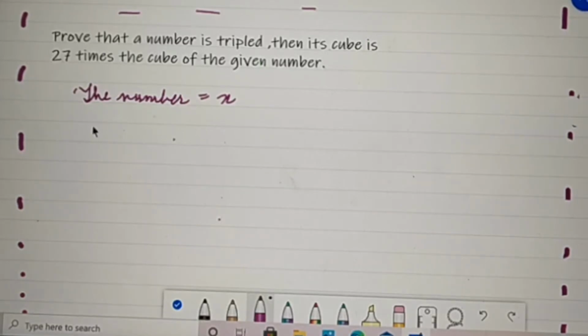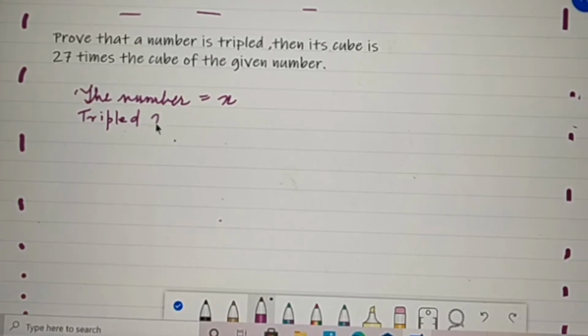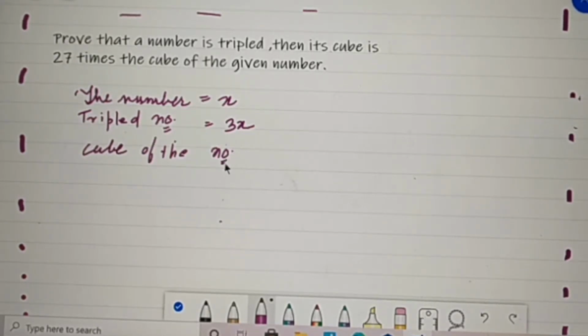Now, it's tripled. When the number is tripled, the tripled number is 3x. We know tripled means 3 times x, that is 3x. And now the cube of the number is x to the power 3.